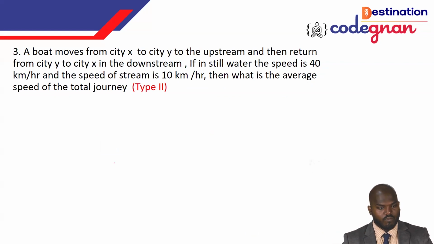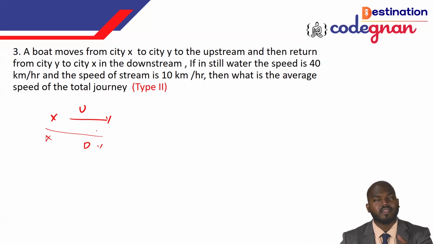So city X to city Y, you see this one, city X to city Y, that is called upstream, and return from city Y to city X, that is the downstream. If in still water the speed of the boat is 40 kilometer per hour, and the speed of the stream is 10 kilometer per hour, what is the average speed?